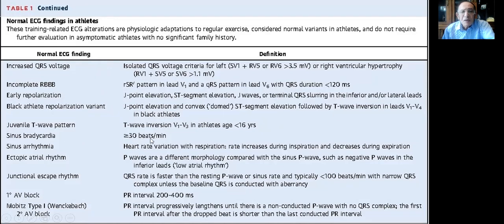Sinus bradycardia more than 30, this can be normal. Sinus arrhythmia is normal, accepted as not pathological. Ectopic atrial rhythm accepted. Junctional escape: the QRS rate is faster than the resting P wave. First degree block accepted. Abnormal but not pathological. Mobitz type 1 abnormal but not pathological.